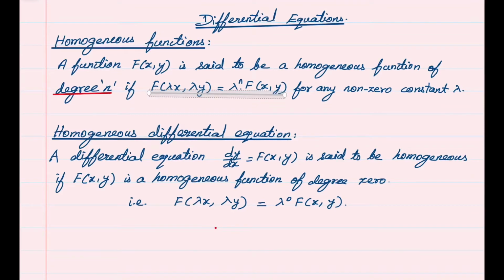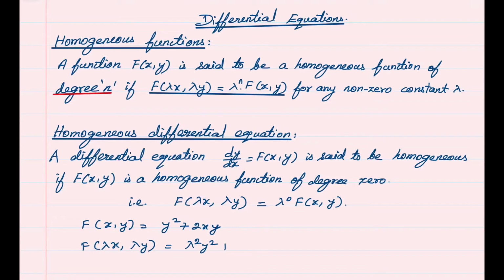For example, consider this function, which is y square plus 2xy. We will find f of lambda x, lambda y, which is lambda square y square plus 2 lambda x times lambda y. We get lambda square times y square plus 2xy, which is lambda square f of x, y. So, this is a homogeneous function of degree 2.